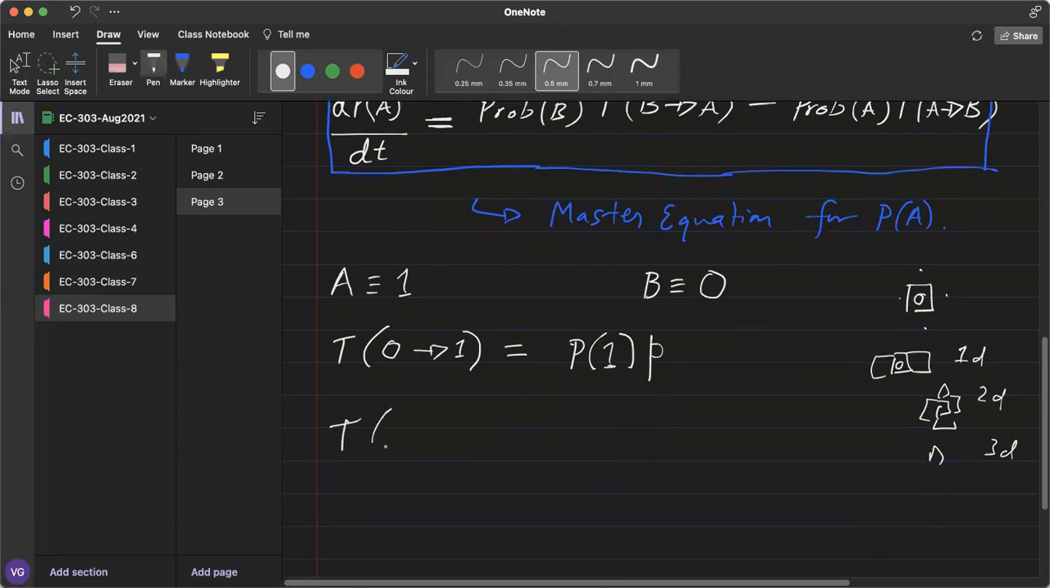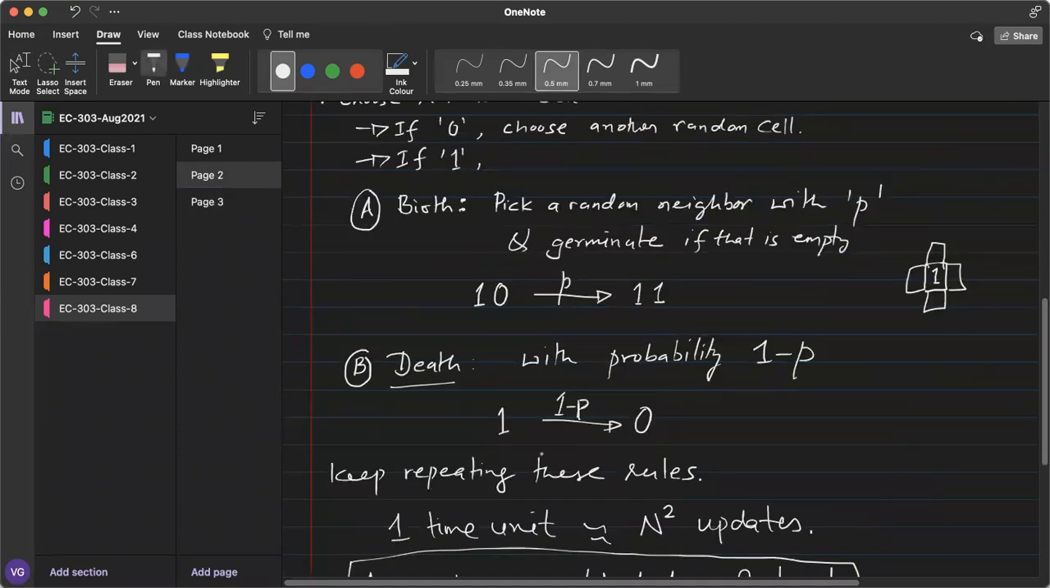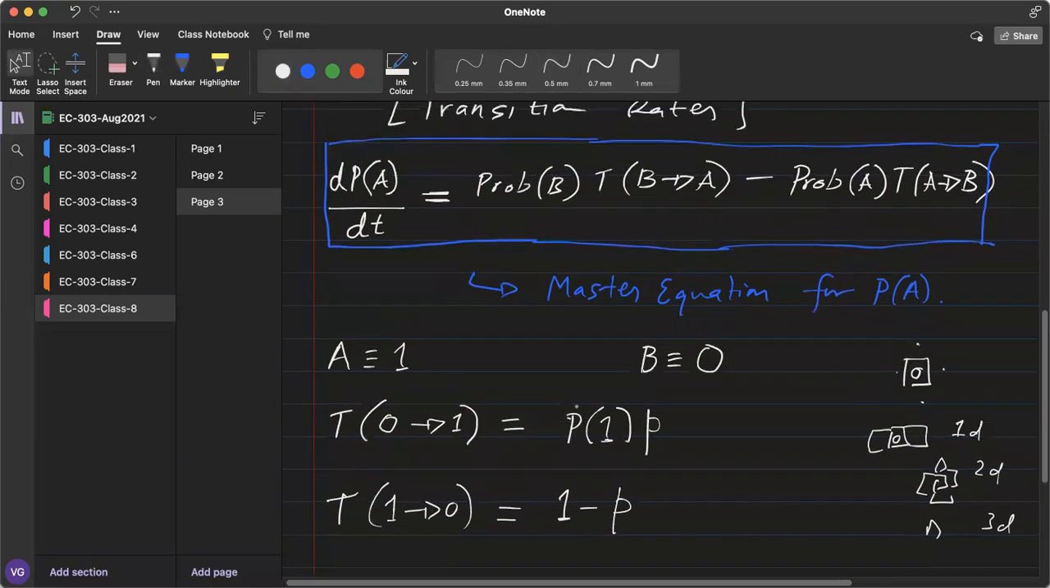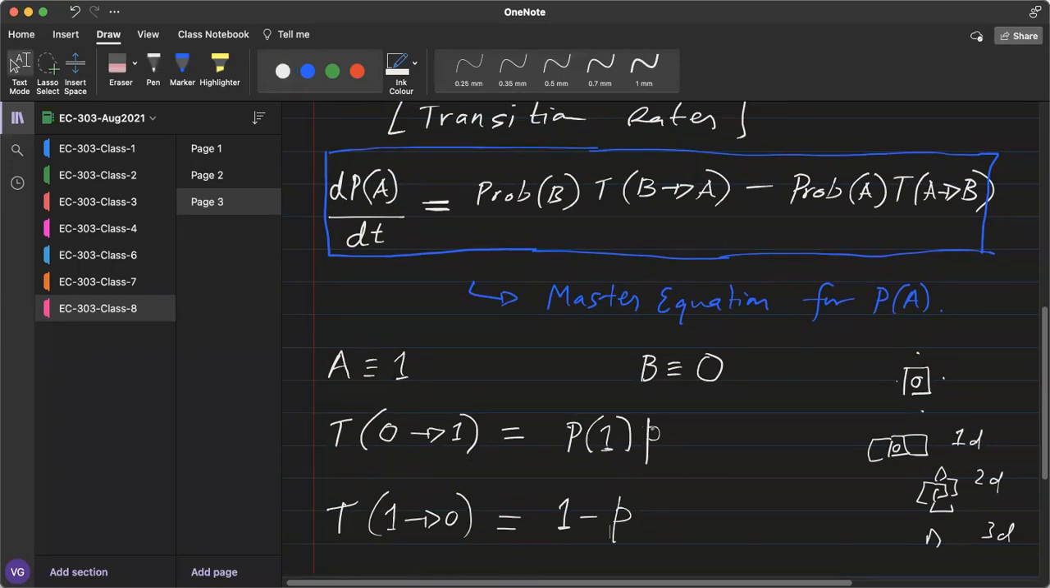Now, what about the transition from 1 going to 0? Again, go back to the previous slide. What is this? This is basically 1 minus p, right? Does it depend on P of whatever? No, right? I'm sorry that I'm using p to mean two things. Small p is the birth-death probability of the microscopic rule. I should be writing it better. Capital P is the probability of the state itself. So this is a different p. Let me try the curly p.